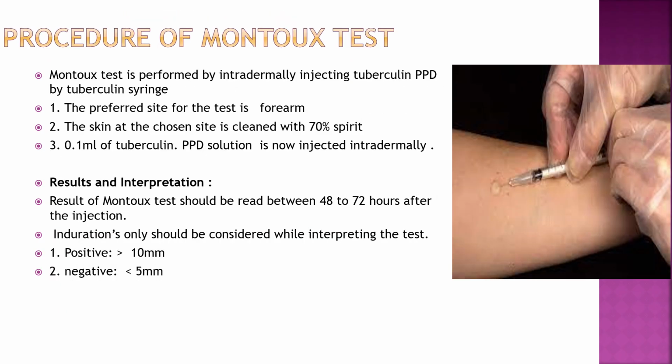Procedure, in short: you take the left forearm, clean it with 70 to 80% alcohol, then make a round with the pen in the area where you will give the prick. With the help of a tuberculin syringe, or Mantoux syringe, take 0.1 ml PPD, which is up to 4 lines in it, and then inject into the superficial layer of the skin, that is intradermal. After injection you will find a swelling, that is a bleb, over the skin prick, which means your injection is intradermal. Then ask the patient to come after 48 to 72 hours.